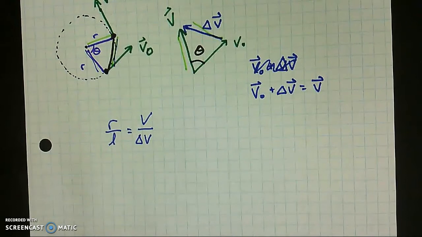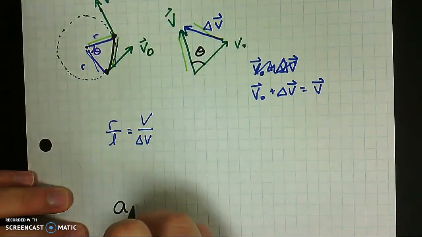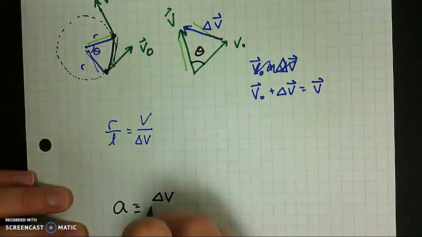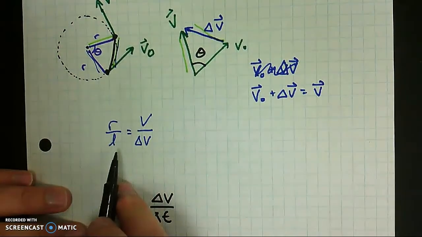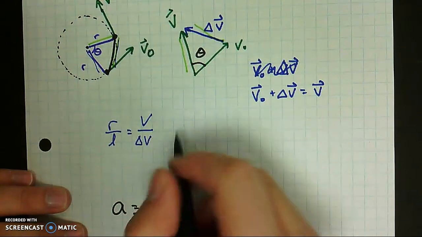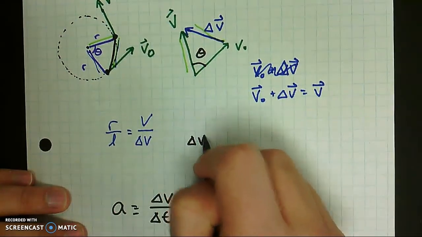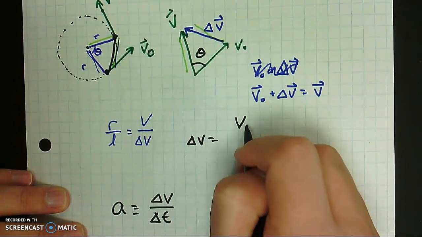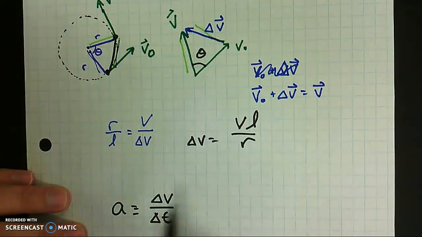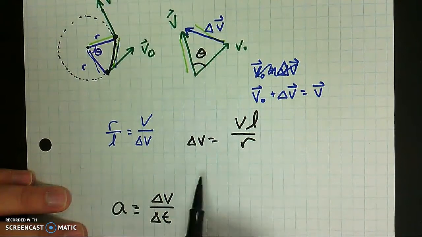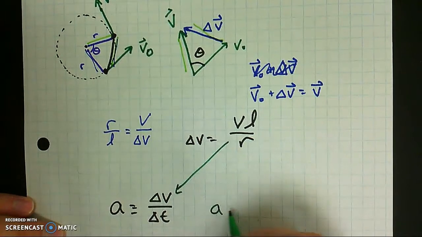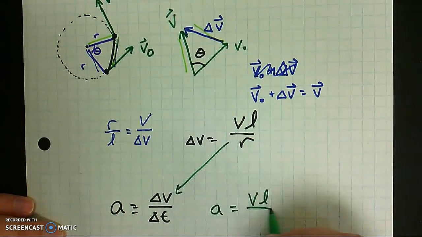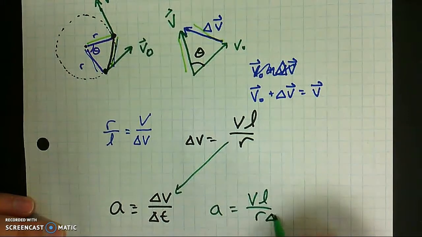Now think way back to chapter 2, where we learned an equation that acceleration is defined as delta V over delta T. What is delta V here? If I just do some rearranging of the similar triangles equation, I should get that delta V is equal to VL over R. So I can plug that in here, and I can say that a is equal to VL over R divided by delta T.